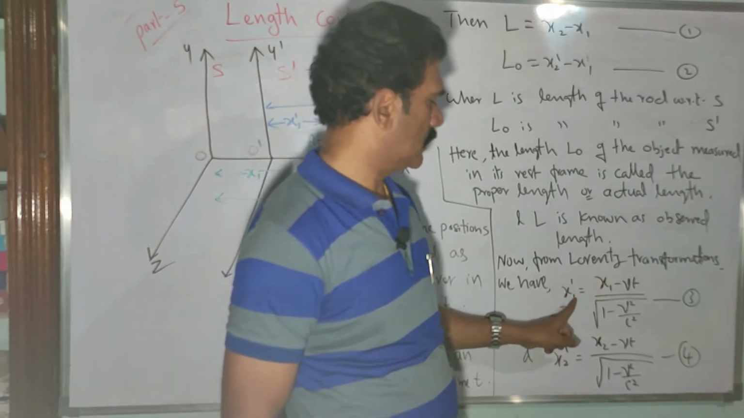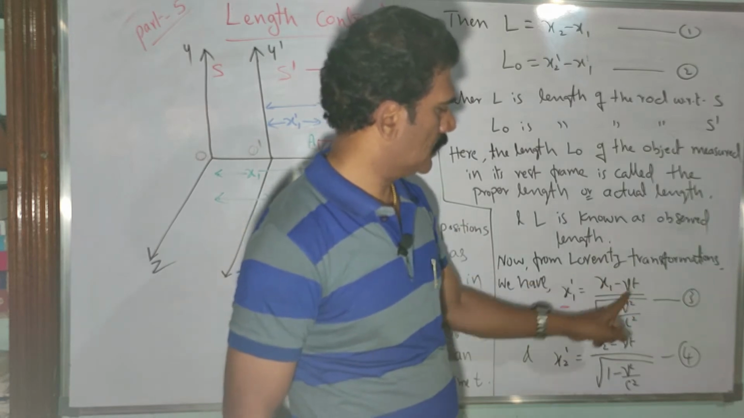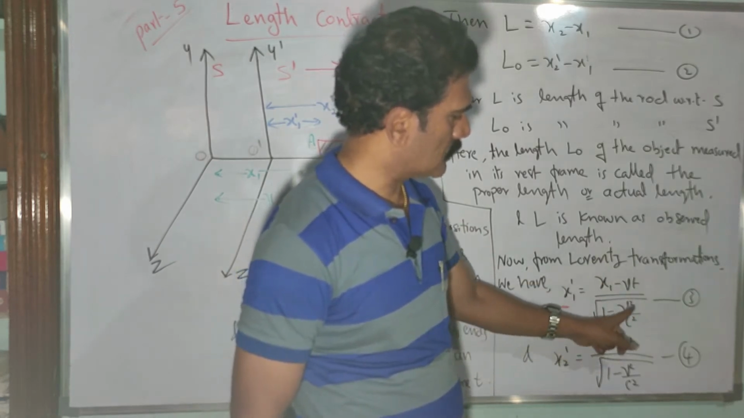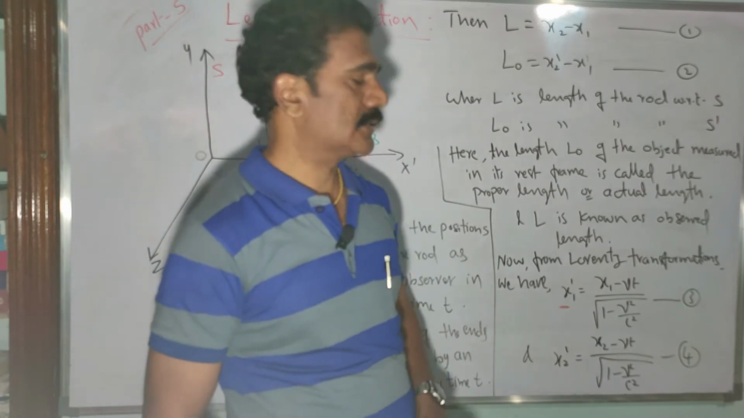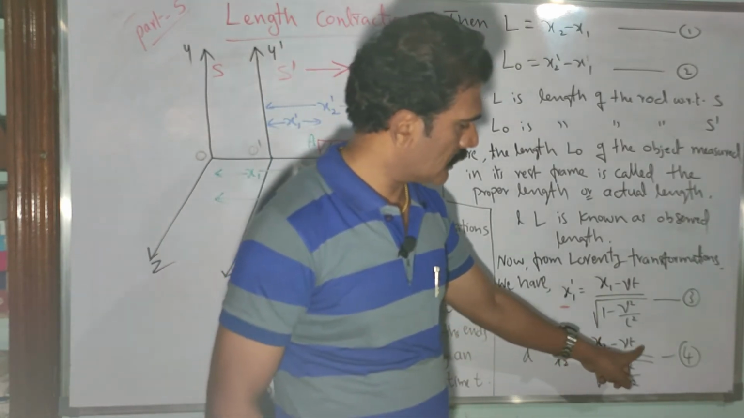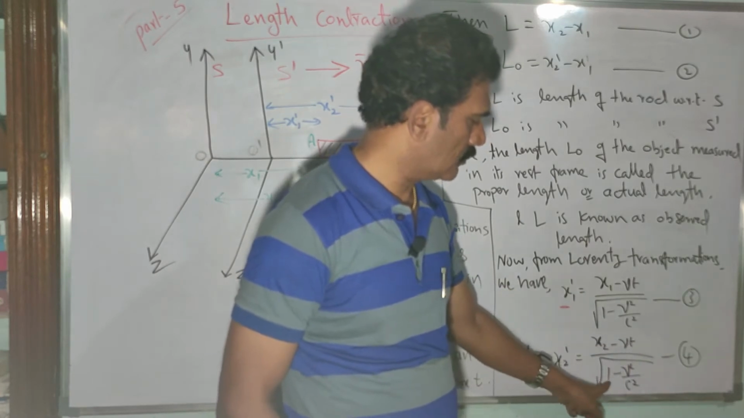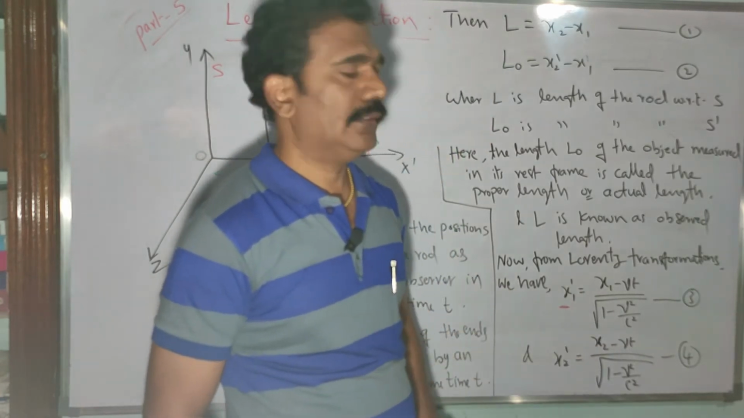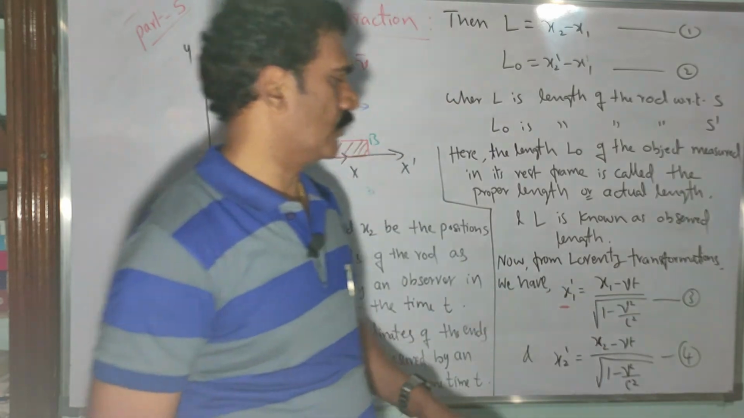by this equation: x1 dash is equal to x1 minus vt divided by square root of 1 minus v square by c square. And similarly, if I take the other coordinate, that is x2 dash, it is equal to x2 minus vt divided by square root of again 1 minus v square by c square, right? So that will be equations 3 and 4.